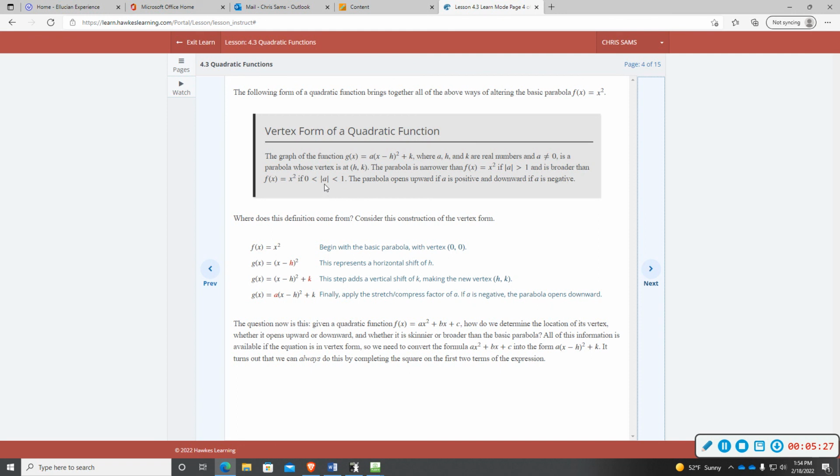If you exercise a lot, you should lose weight, get smaller. If this value is less than 1, but between 1 and 0, let's say like a half, then it will make your graph wider. So that's that description.